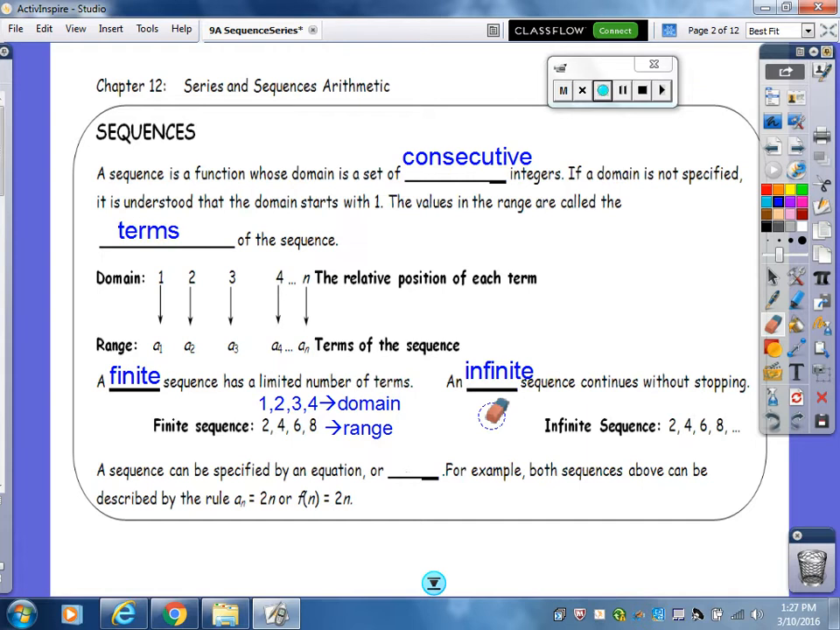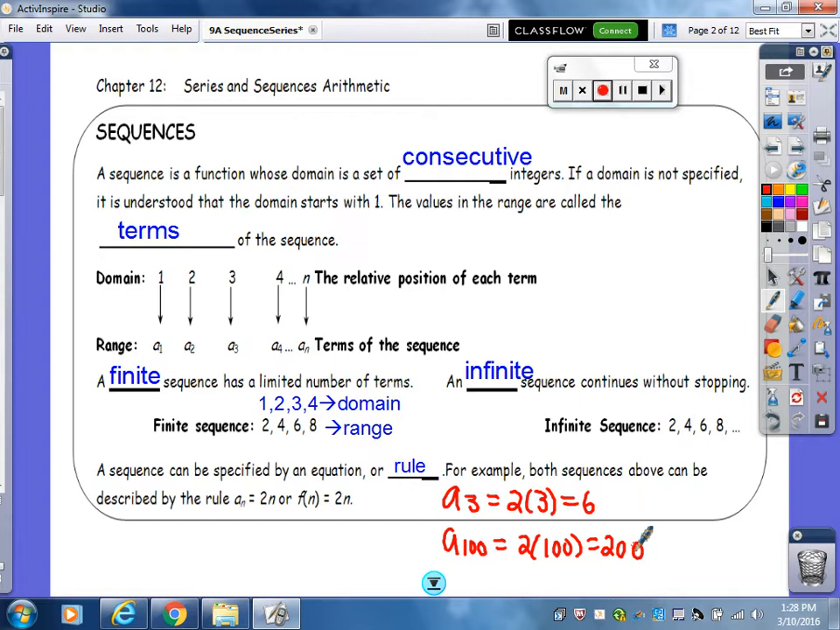A sequence can be specified by an equation or rule. So for example, both sequences above can be described by the rule a sub n is equal to 2n, where n is the number of the term. So for example, if I wanted the 3rd term, a sub 3, I would go 2 times 3 and it's 6. If I wanted the 100th term, I'd go 2 times 100 and it's going to be 200. So that's what we're going to be looking at today. We're going to be finding these rules.